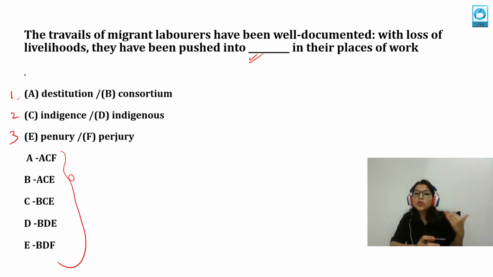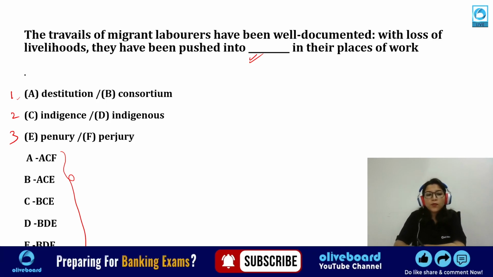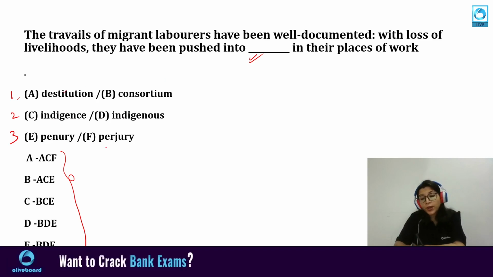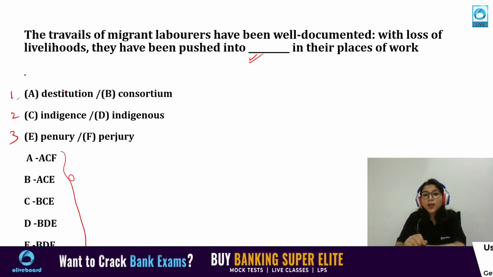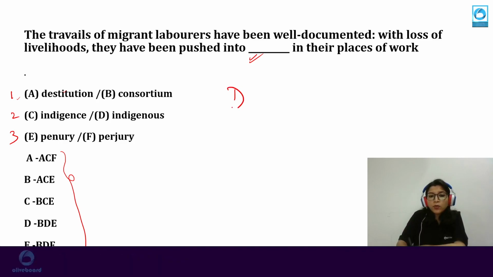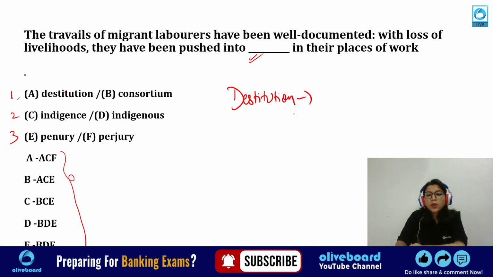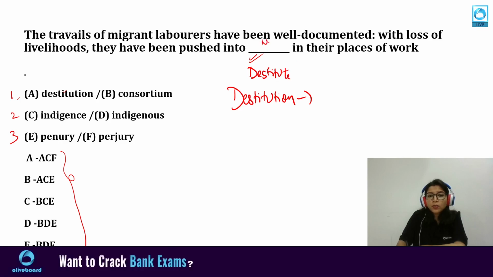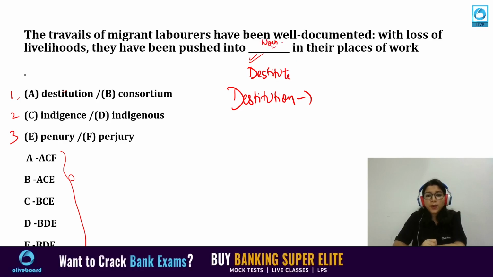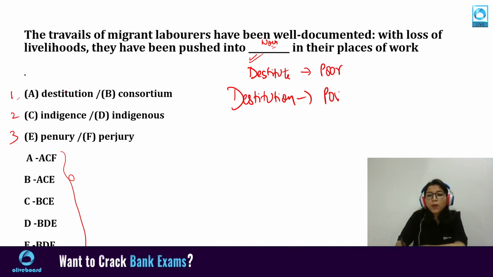तो अब जब जिसकी livelihood छिन जाएगी तो वो कहाँ चला जाएगा? You can say. So now there is a word destitution, consortium, indigence, indigenous, penury, perjury. Now you should know the meaning of each and every word. हर word की meaning पता होनी चाहिए. Is there anyone who knows the meaning of the word destitution? Destitution. See, destitute word I hope you might have heard. Here we need a noun. Here we need a noun. Destitute means poor and destitution means poverty.